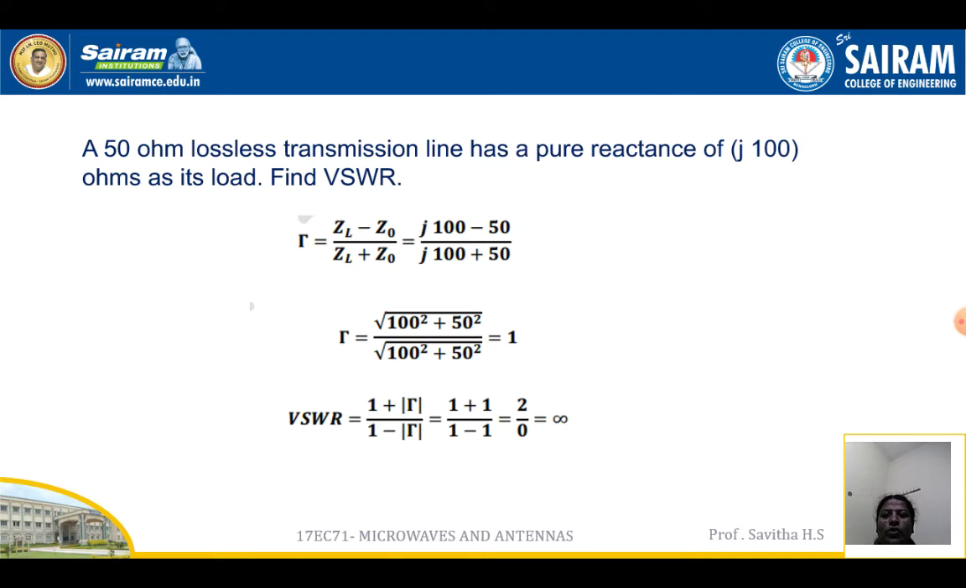So VSWR's formula is (1 plus reflection coefficient) divided by (1 minus reflection coefficient). So the numerator will be 1 plus 1 and the denominator is 1 minus 1. It equals 2 by 0, and 2 by 0 value will be infinity. So the VSWR value is infinity.